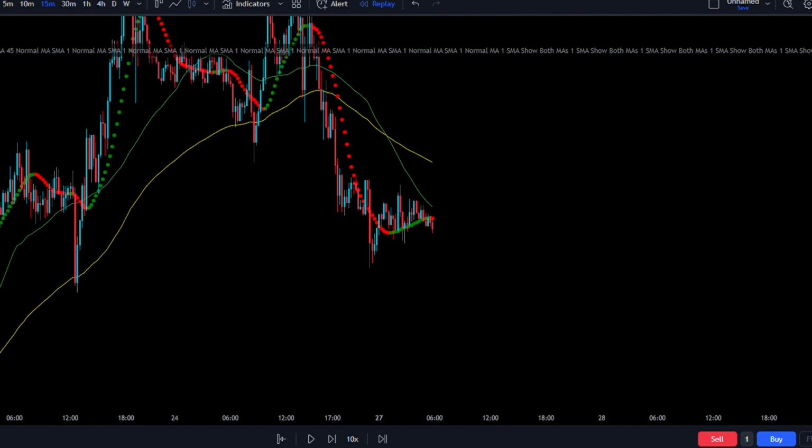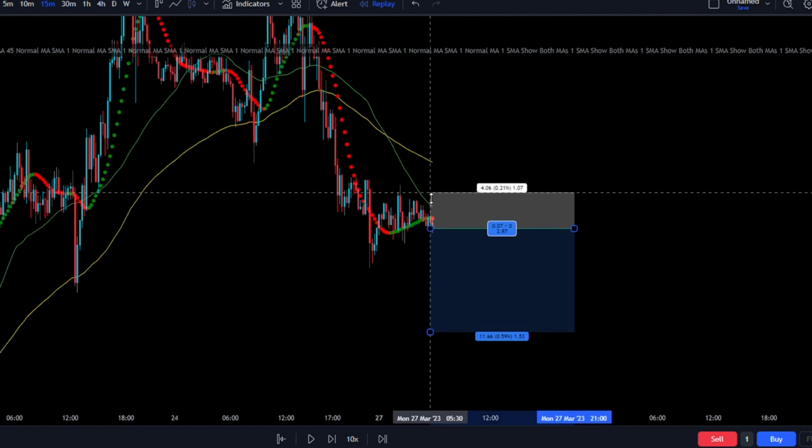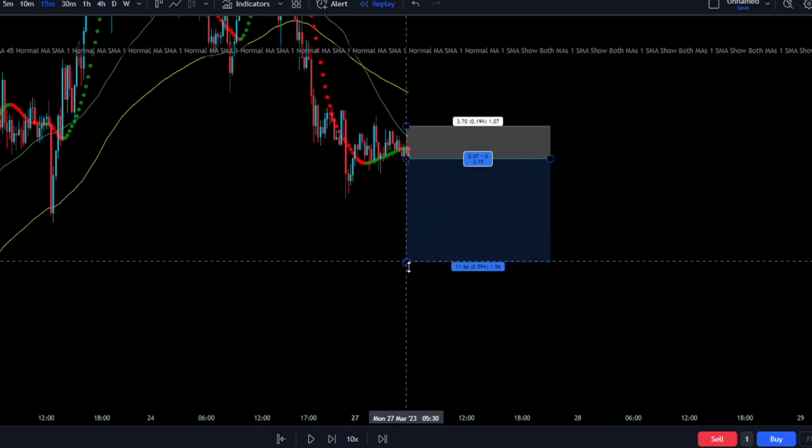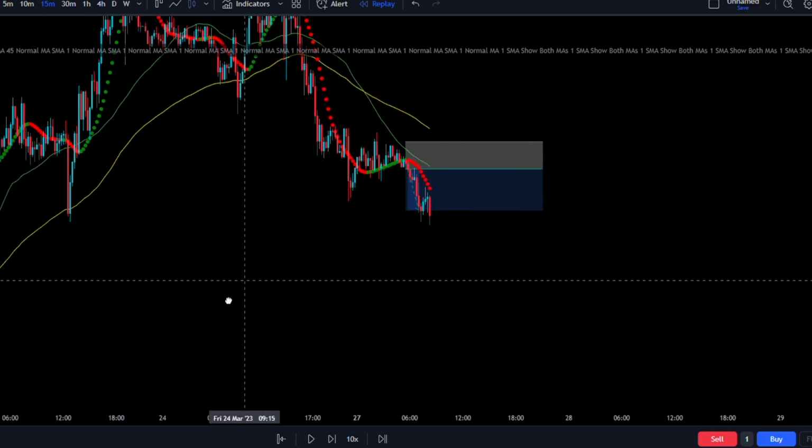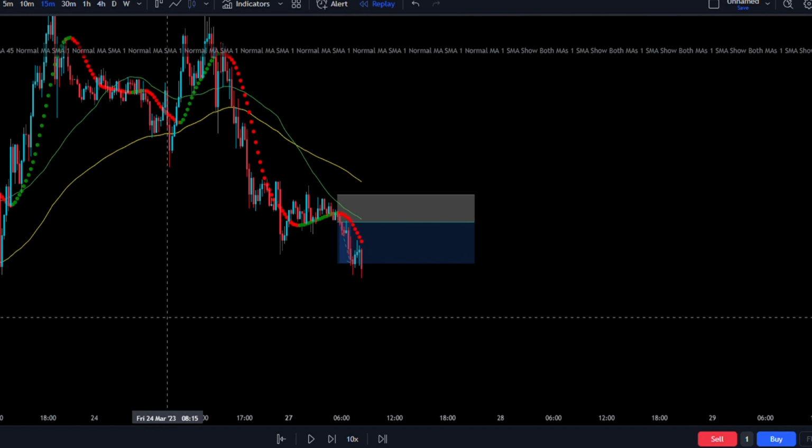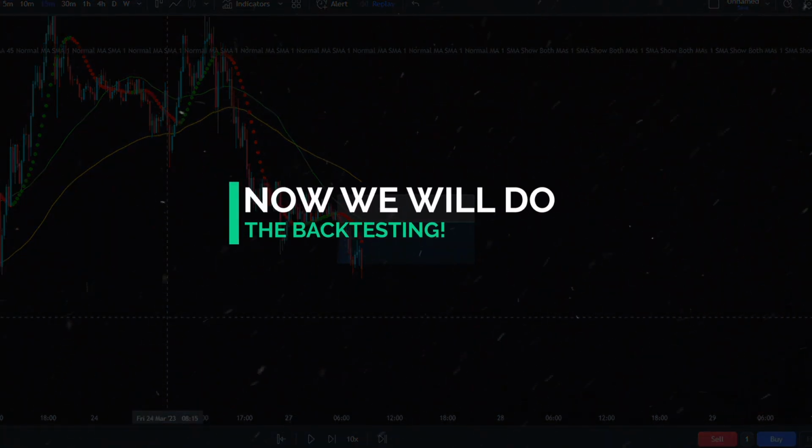Now, once these confirmations have been met, we're going to take the instant execution, stop loss above the most recent swing high, and we're going to be targeting a 1.5 risk to reward. Okay, so it seems simple enough. I'm going to go back test this 100 times and come back to you with the results.